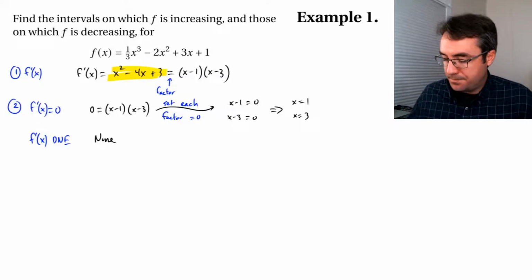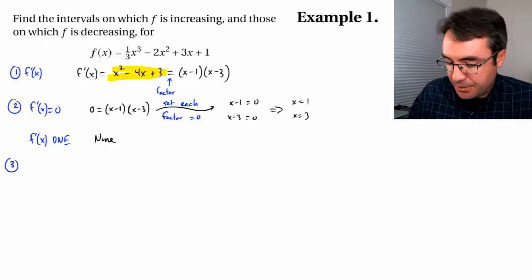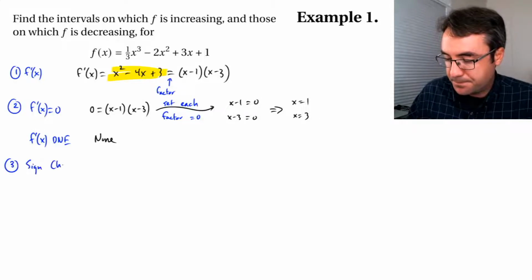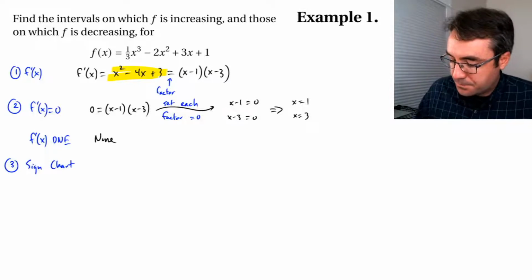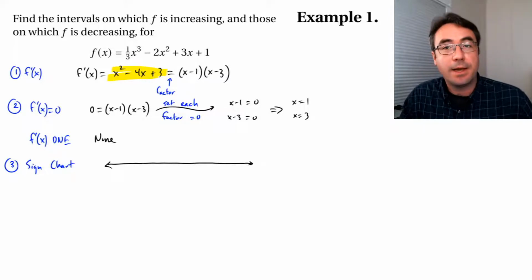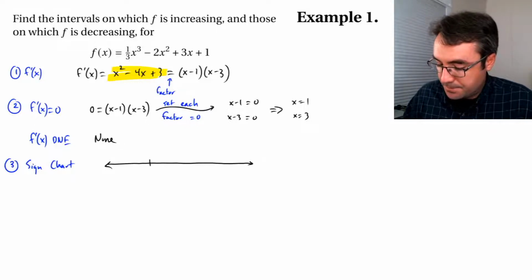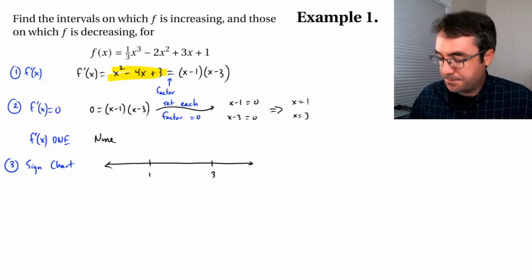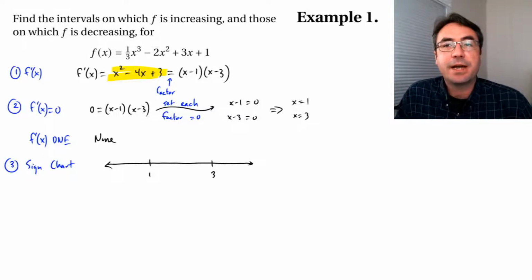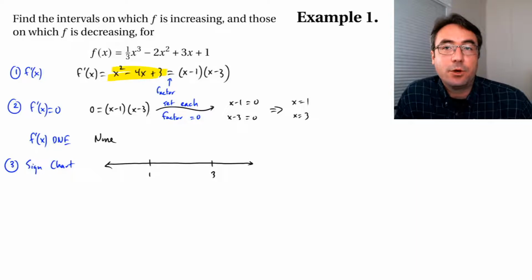All right, so the next step then is to actually go through our sign chart. So we're going to draw in a number line. We're going to plot those x values that we just found. So we found x equals 1, and we found x equals 3. And we just want to check, are those values in the domain of our original function, or are they not in the domain? And our original function is a polynomial.